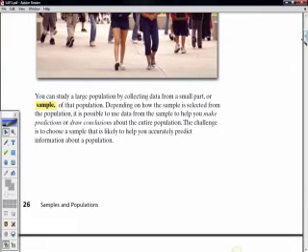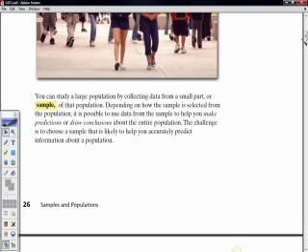All right. You can study a large population by collecting data from a small part or a sample of that population. Depending on how the sample is selected from the population, it is possible to use the data from the sample to help you make predictions or draw conclusions about the entire population. The challenge is to choose a sample that is likely to help you accurately predict information about a population.